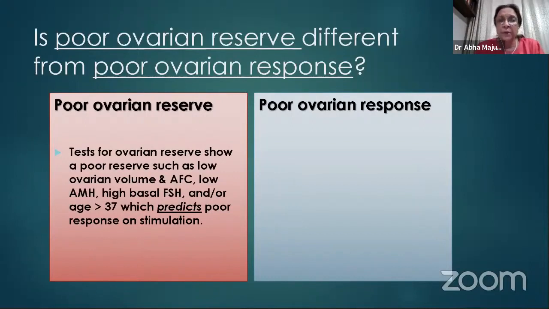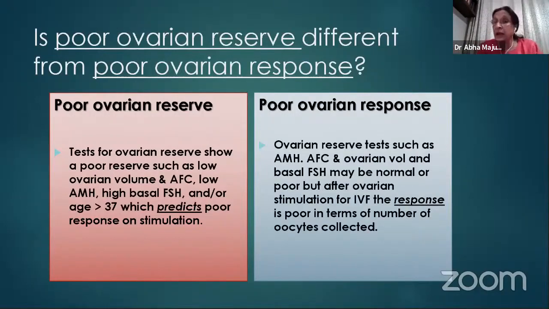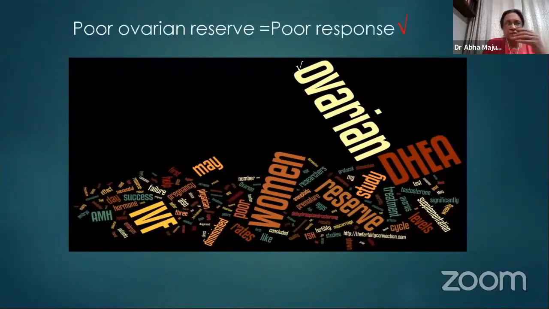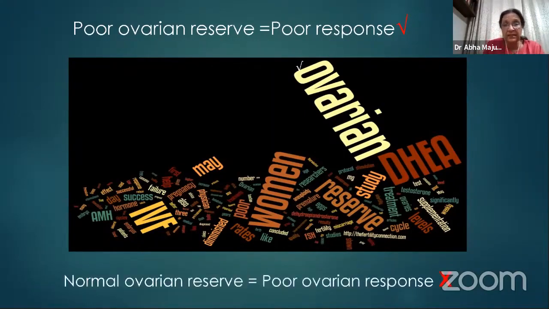Poor ovarian reserve means the tests for ovarian reserve show a poor reserve, such as low ovarian volume, low AFC, low AMH, slightly higher basal FSH, and age which is more. And we always feel beforehand, we have that thing inside us that yes, she is going to respond poorly. Whereas on the other hand, we have patients whose ovarian reserve tests look okay, basal FSH is normal or maybe a little higher, but after we've stimulated for IVF, the response is poor in terms of number of oocytes collected. So what happens when we give ovarian stimulation? A woman who has poor ovarian reserve shows poor response. It looks all right. Okay, this was expected. But when the reverse happens, that means normal ovarian reserve shows poor ovarian response, that is where we get worried and we do not know what to do.